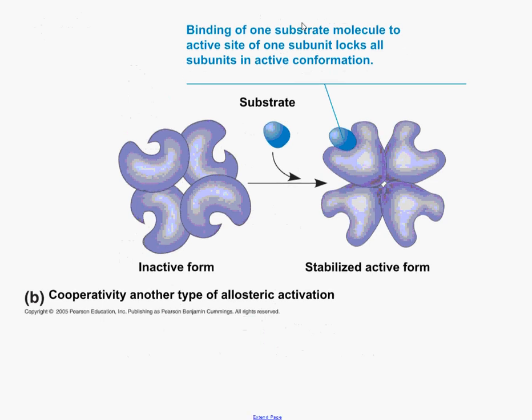Lastly, some types of enzymes work under this concept of cooperativity, where one active site helps or cooperates with another active site on the same molecule. How does this work? Well, red blood cells are an example of this. And basically what happens is when one substrate binds to the active site, it causes all the other active sites to need a substrate as well.